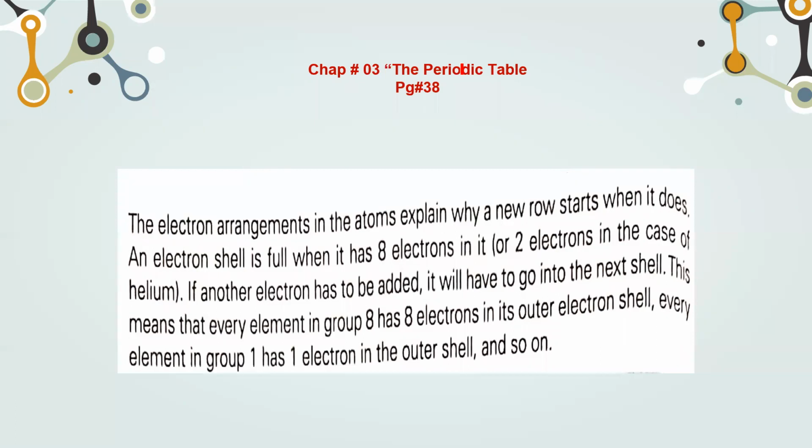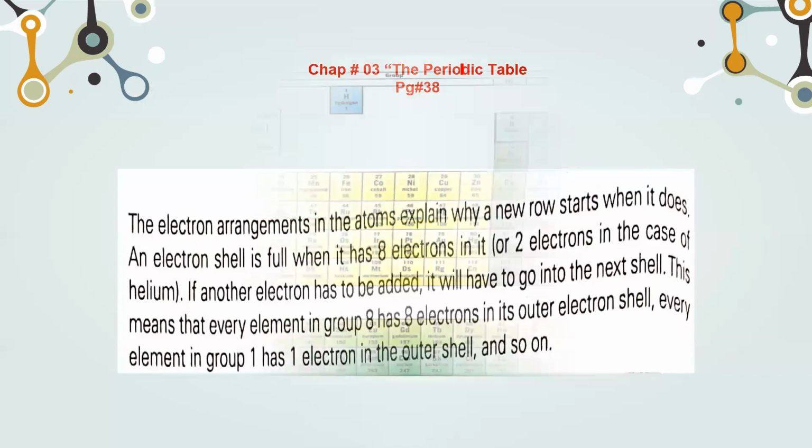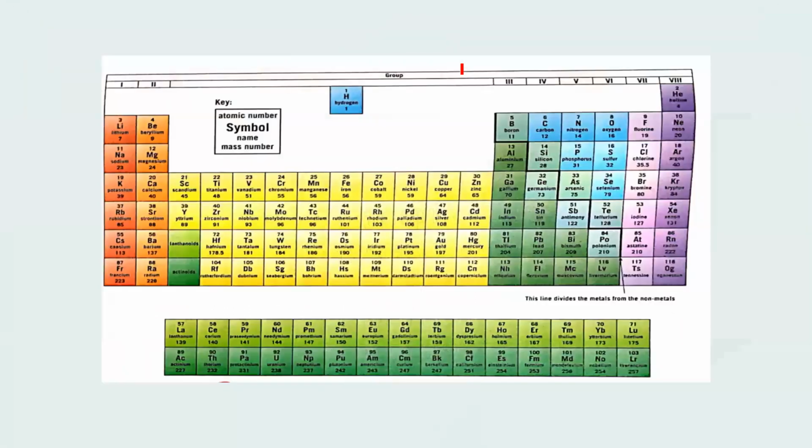Okay, so this passage clarifies that in the first shell, 2 electrons will be accommodated, and in the second shell or third shell, 8 electrons will be accommodated. Okay.